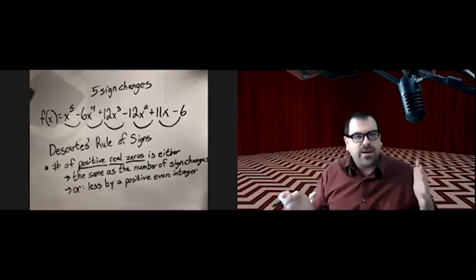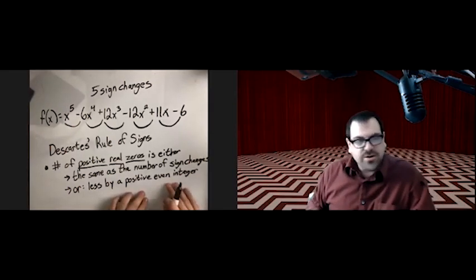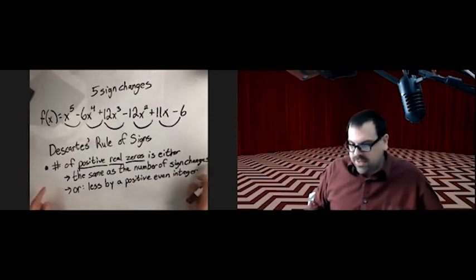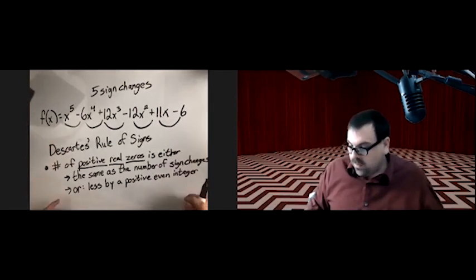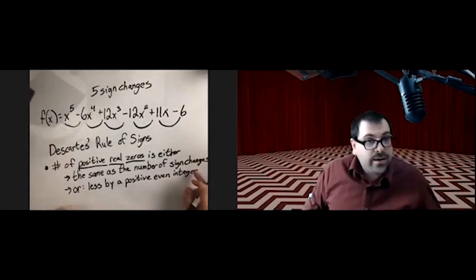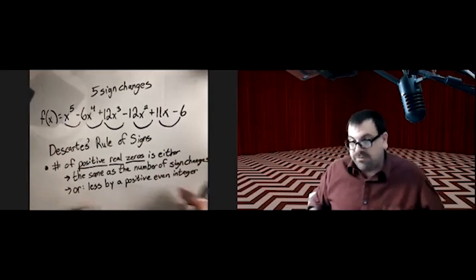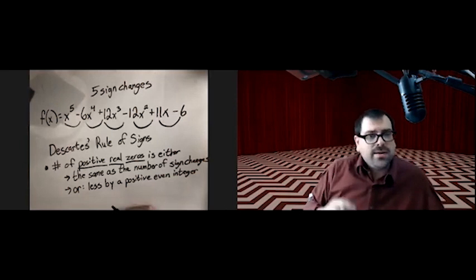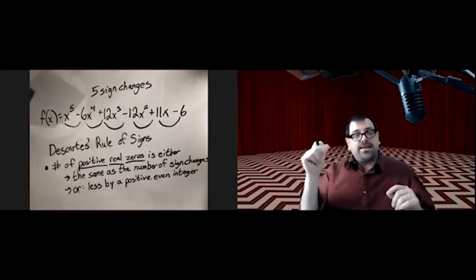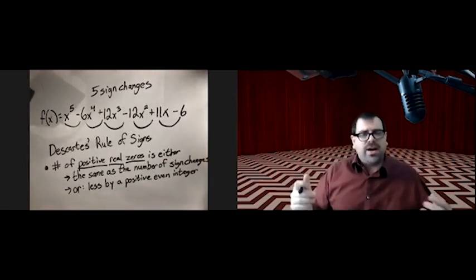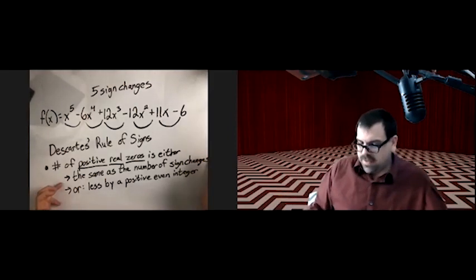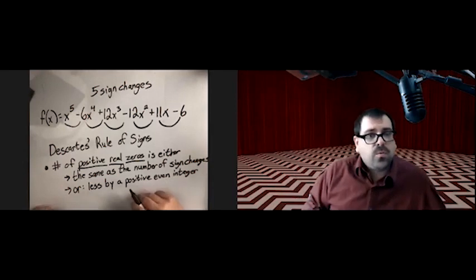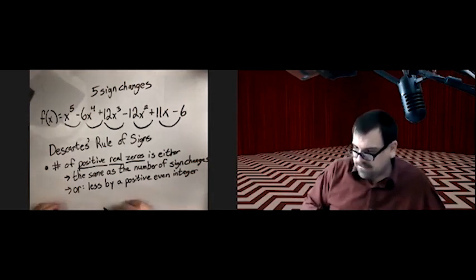Let me clear this up for you. Even integers, 2, 4, 6, 8. So it's either 5 or less by 2, 3, or less by 4, 1. So 5, 3, or 1. Hopefully what I'm about to say is going to make that click into place and make you go, well, duh, if it can be the same, of course, if it could be 5, it could only be 3 or 1 if it's less than 5.